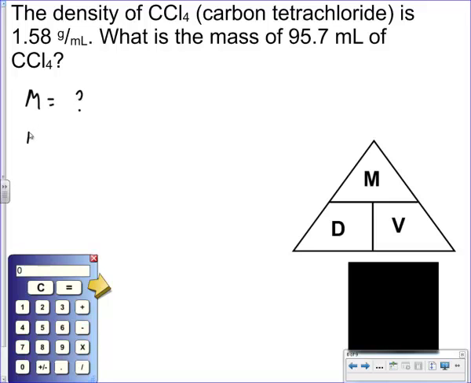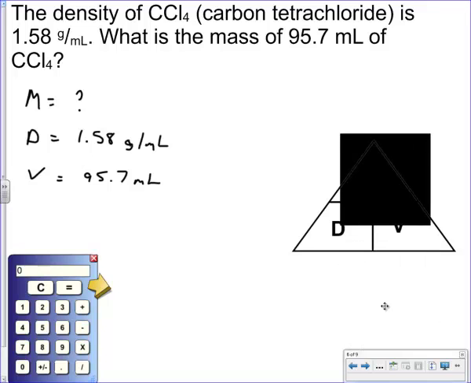This time that must mean that I'm given the density, which I am, of 1.58 grams per milliliter, and then I'm given the volume, which is 95.7 milliliters. Now the neat thing here is I check the units of measure. My milliliters are the same unit, so they would cancel, so I don't have to worry about doing any conversions there. And my mass is in grams, and the problem doesn't state which unit of mass they want, so grams would be fine.